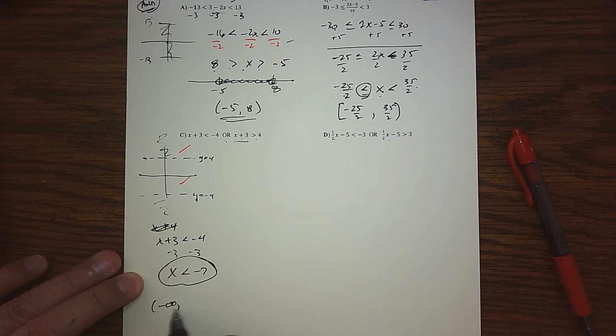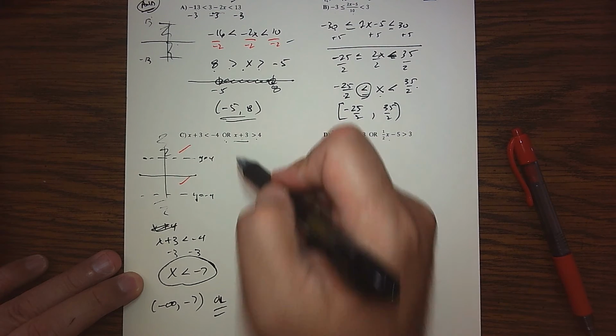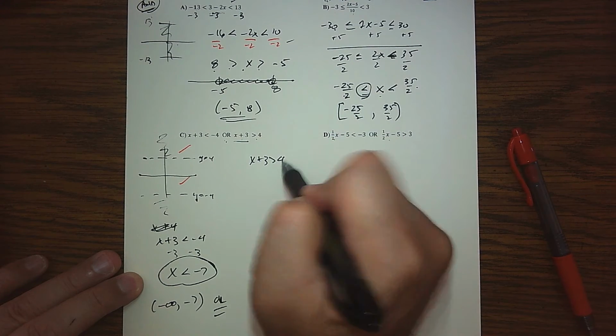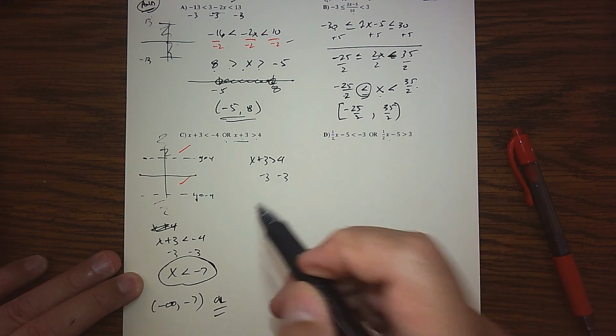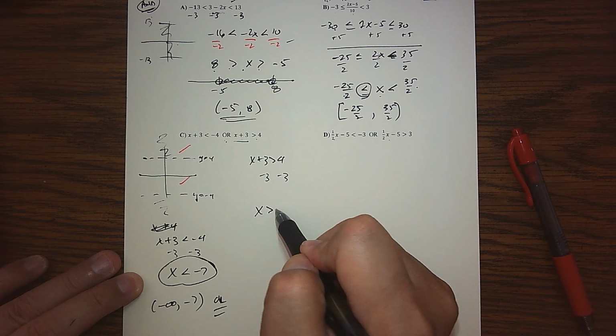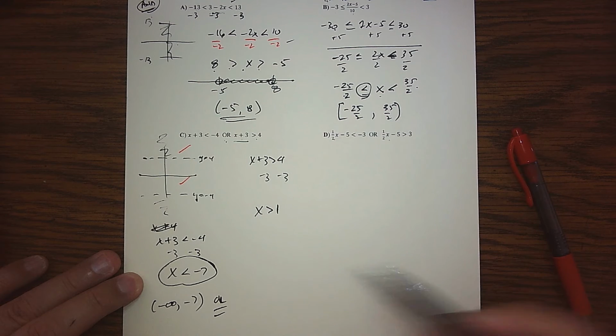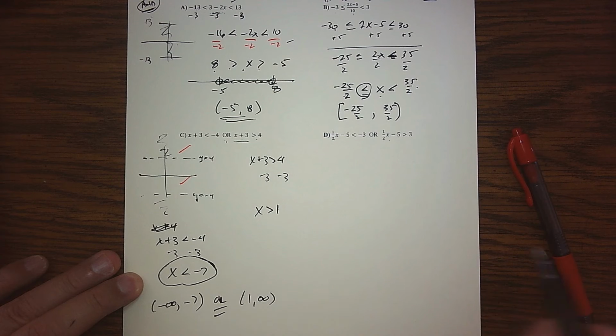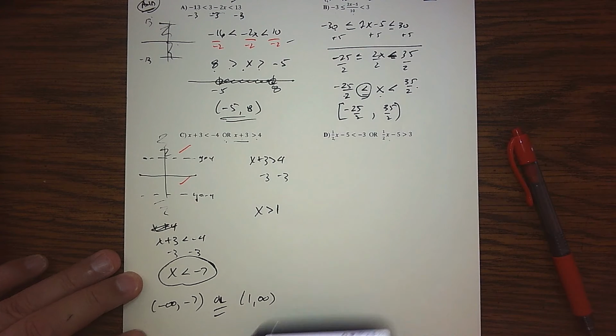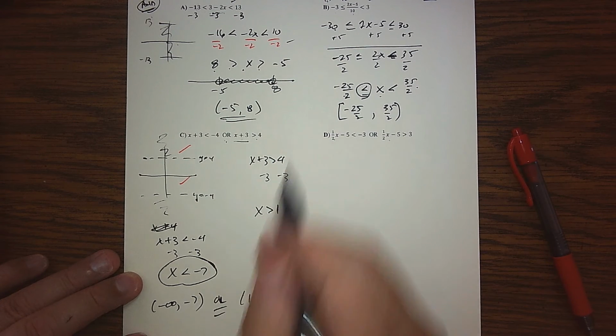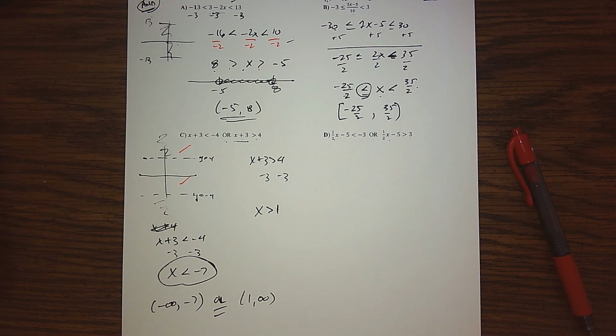So that interval is -infinity to -7. Or, this one: when is x plus 3 greater than 4? Subtracting 3 from both sides, we get x is greater than 1. So that would be from 1 to infinity. Okay? And so, again, if we were to graph this, the line x plus 3, let me preload some stuff here.